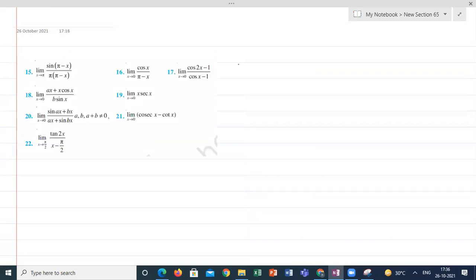Question number 16. Limit x tends to 0 cos x by pi minus x. I'm substituting straight away. Cos 0 by pi minus 0. The answer is 1 by pi. It's a determinate form. So the answer is 1 by pi. There is no logic, there is no inner calculation here. Straight away substitution is giving the answer in this case.